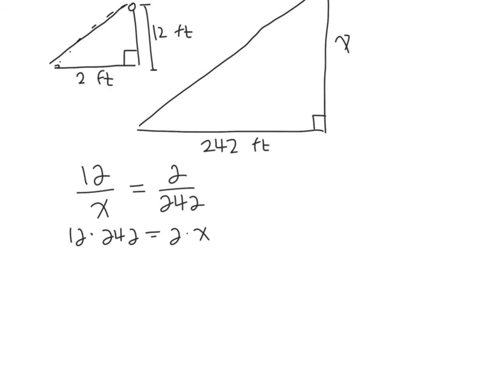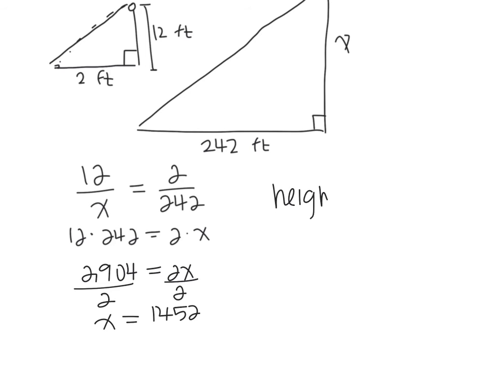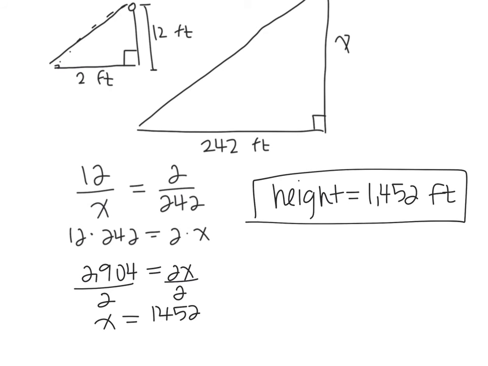which becomes 2,904 equals 2x. Divide both sides by 2, and we get x equals 1,452. So we know that the height of the Sears Tower is 1,452 feet. And if you were to look up the height of the Sears Tower, you would actually see that it's 1,453 feet tall. So our proportion was actually pretty accurate in solving for the height of the Sears Tower.